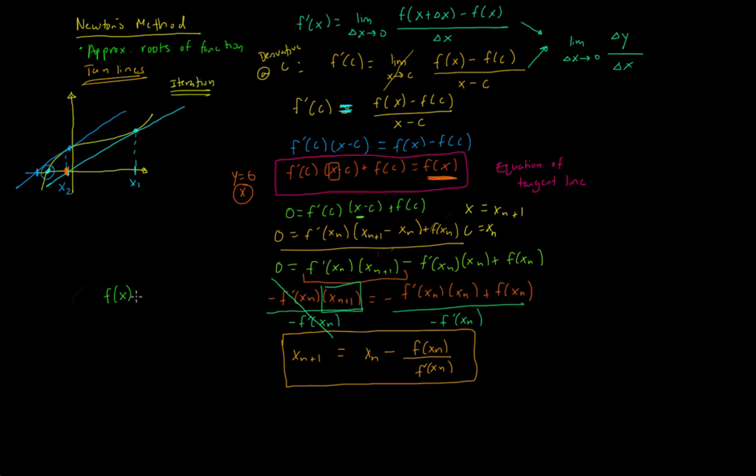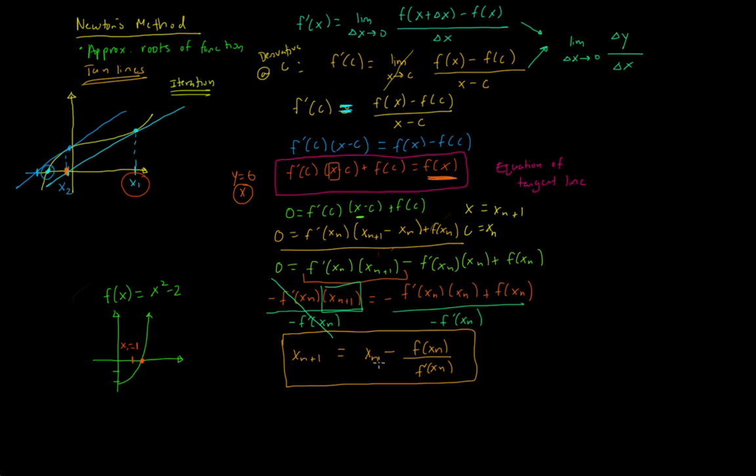So we have, say, any function, f of x equals x squared minus 2. And we should all know that that looks something like this. And the precise root we don't know, but we know that the nearest whole number is 1. So let's just say we make our x1, our initial estimate, equal to 1.